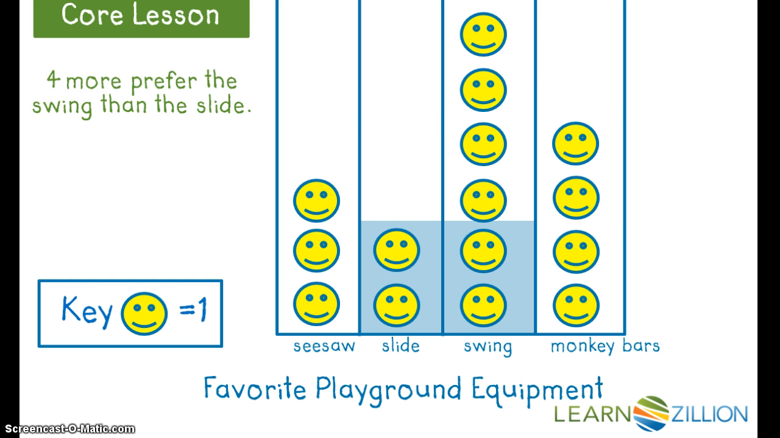4 more prefer the swing than the slide. 6 minus 2 equals 4, or 2 plus what number equals 6. It doesn't matter how I solved it, I still get the correct answer either way.